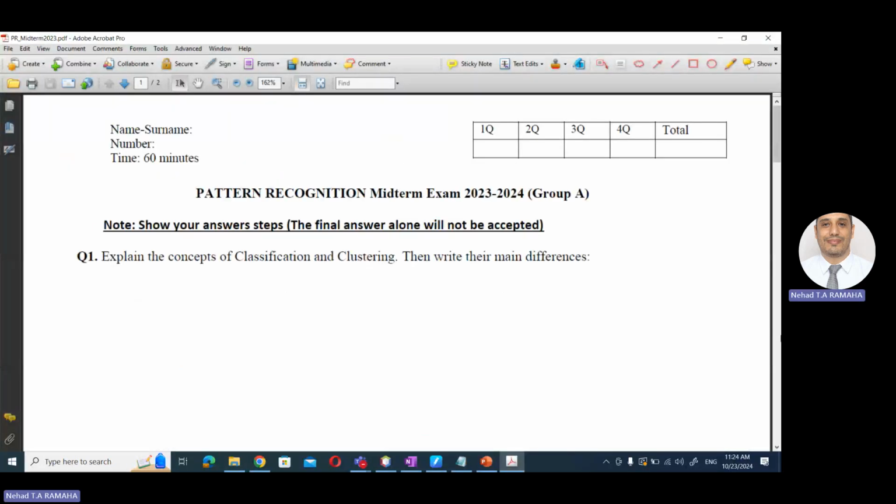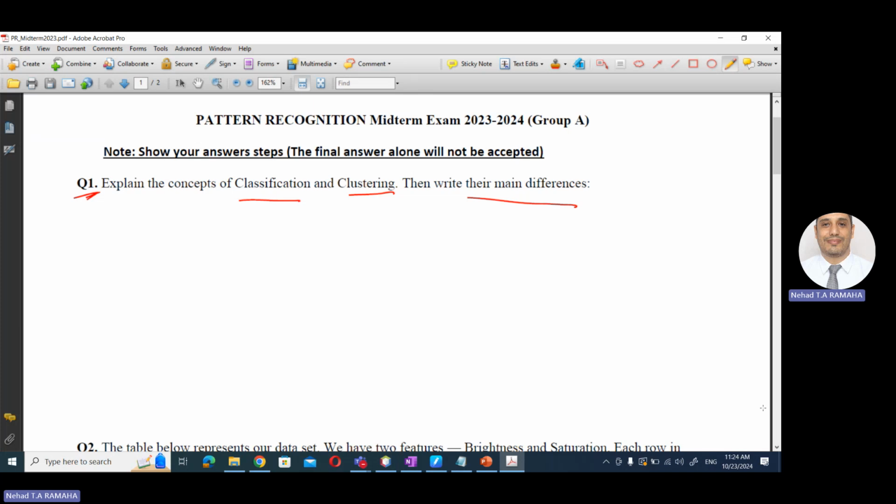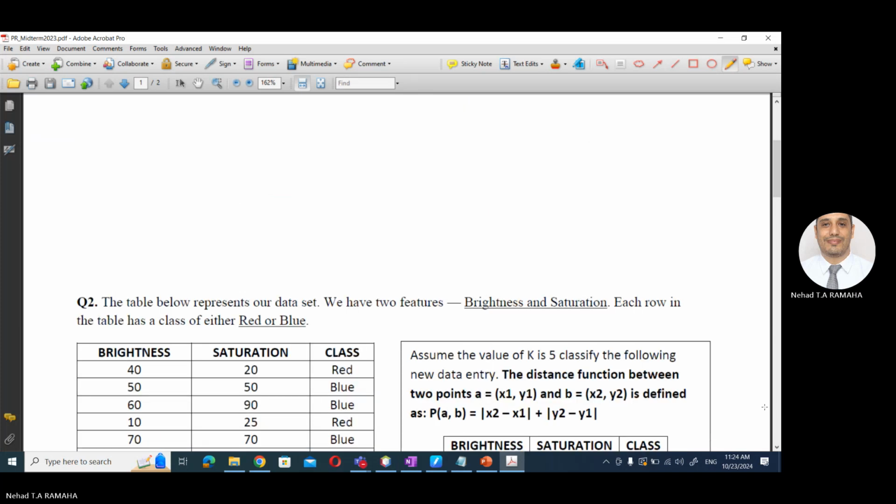Okay, this last year exam, it's a short exam. As you can see here, we have one theoretical question: explain the concepts of classification and clustering, and write the differences between classification and clustering. This question is a theoretical one.